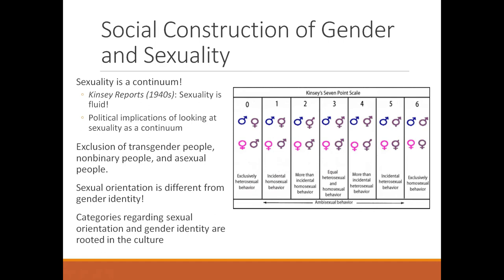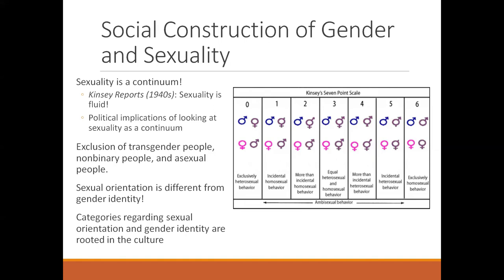I would say, however, because the Kinsey scale is dated, it excludes other gender identities and other sexual orientations. So trans people, where would they fit in? Non-binary people, asexual people, are not included for the most part in the 7-point scale of Kinsey. But in any case, this scale also highlights how sexual orientation is definitely different from gender identity. One can identify as gay, lesbian, and so on, whether or not they're cisgender, transgender, and the like. And one can also identify as transgender and be of any sexual orientation.